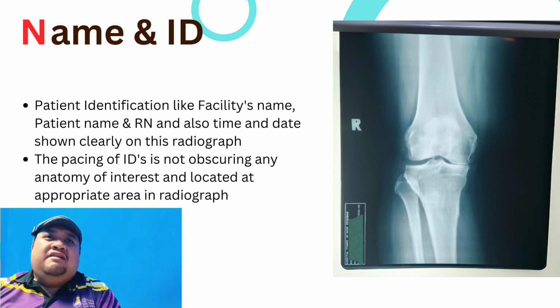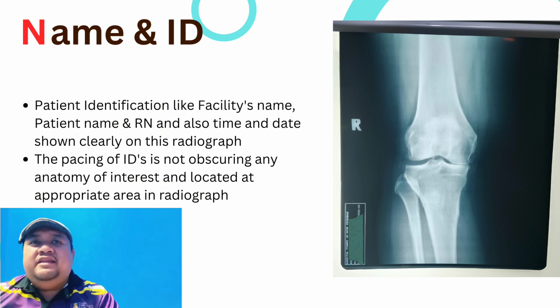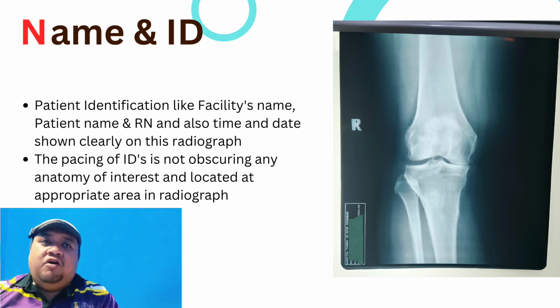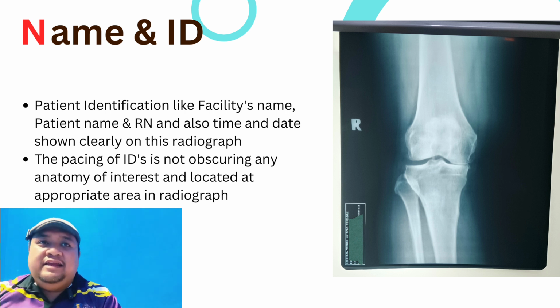And finally, we have arrived at the last component of the placement method, the name and ID. This step is all about ensuring the patient identity is correctly recorded on the radiograph. In this image, all necessary identification details are present. We look at the facility name, the patient name and registration number, and the date and time of examination. All of this is clearly displayed and easy to read.